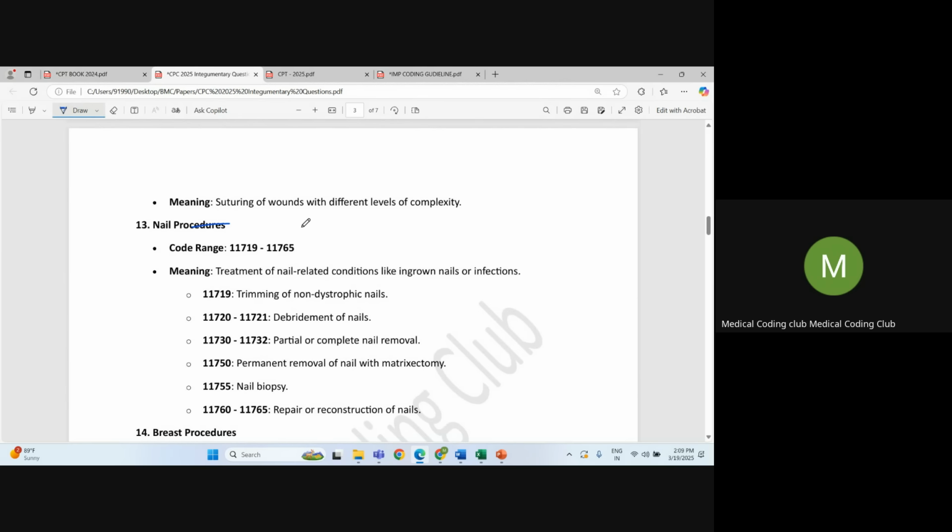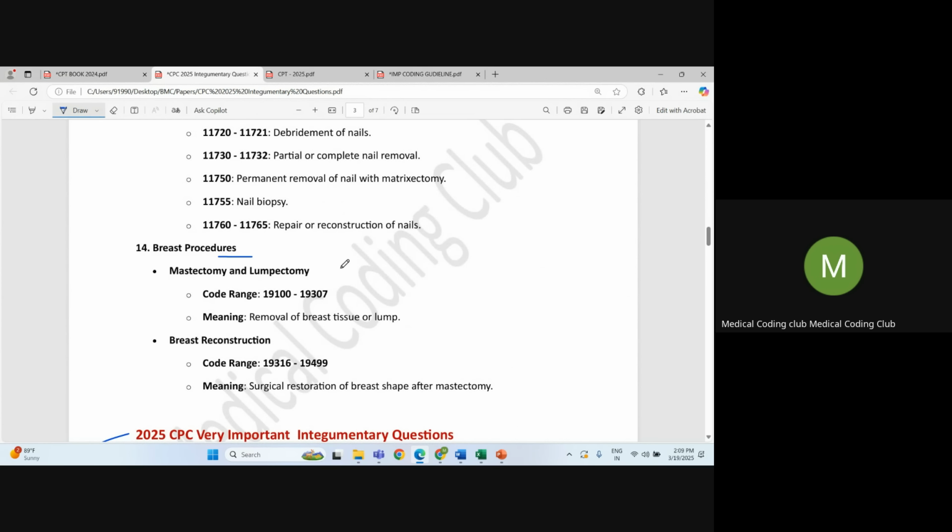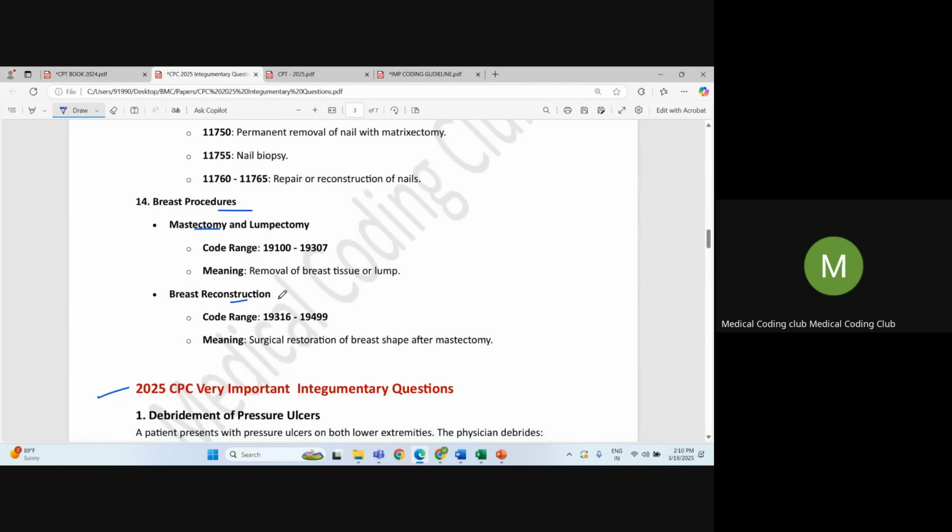Next, nail procedure. In nail procedure, you have to check what exactly they are doing, avulsion or ectomy procedure, and here modifiers are important. And breast procedure: mastectomy procedure and breast reconstruction procedure are both very important. Is only a biopsy being performed, or biopsy plus localization device using image guidance, or only localization device placement and image guidance? There are different scenarios under breast procedure, and we have to check, and accordingly we will code.